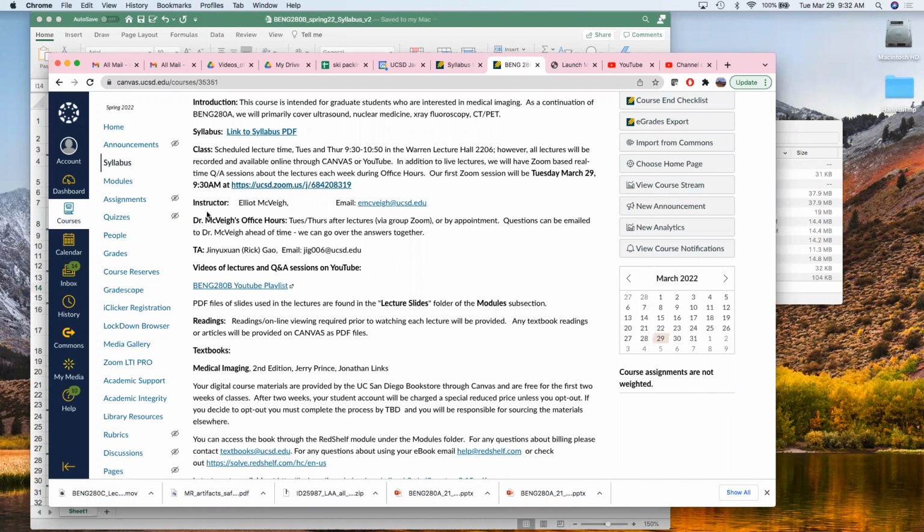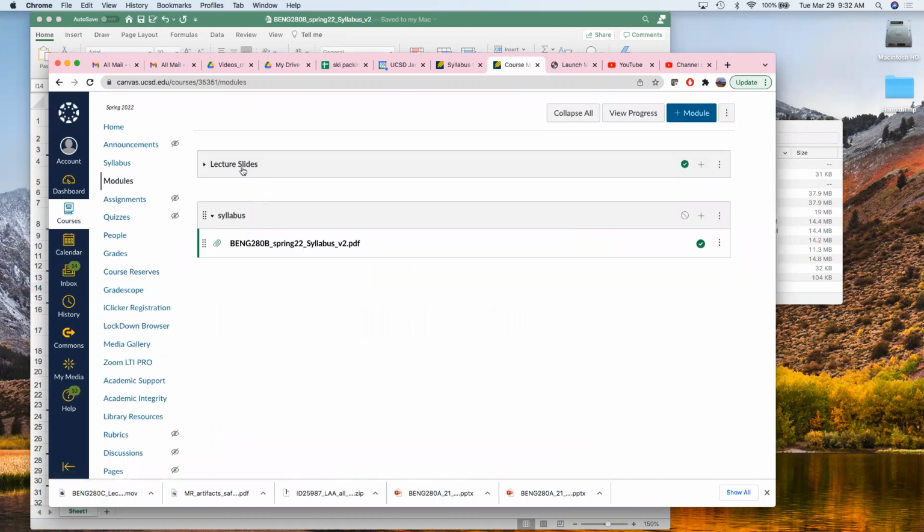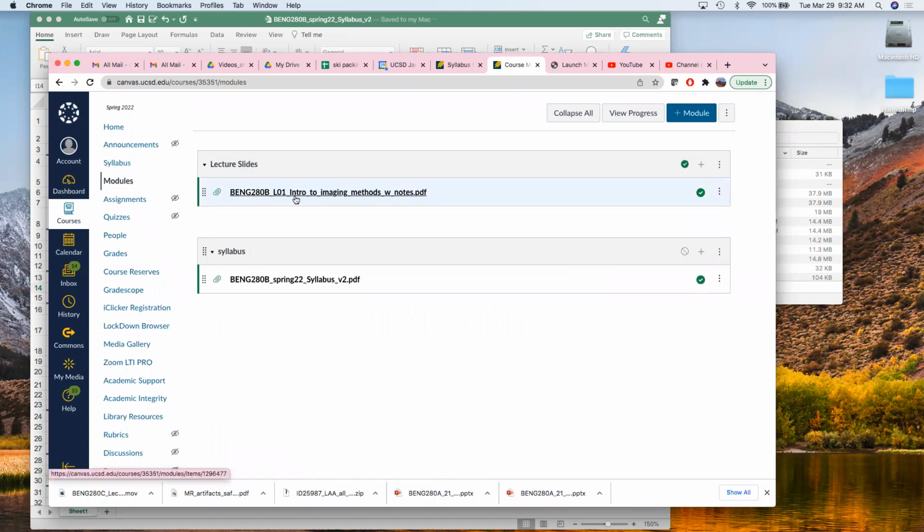Then you should be able to see in modules here the lecture slides. Before the lecture, I will post a PDF of the slides that are going to occur in that lecture, and then you can annotate those slides as you wish as a PDF. I'll try and post these as far ahead as I can so that you can download them. And then the new syllabus is here, also in modules.